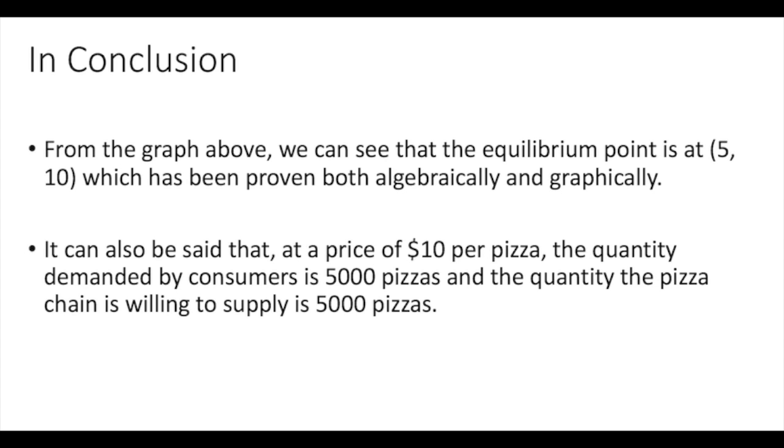In conclusion, from the graph above, we can see that the equilibrium point is at (5, 10), which has been proven both algebraically and graphically. It can also be said that at a price of $10 per pizza, the quantity demanded by consumers is 5,000 pizzas, and the quantity the pizza chain is willing to supply is 5,000 pizzas.